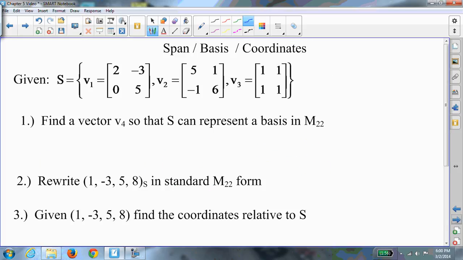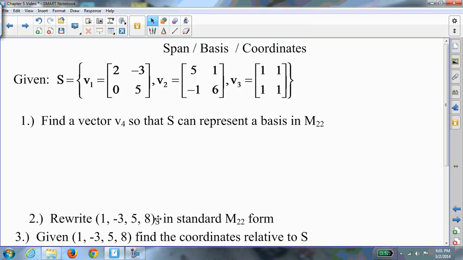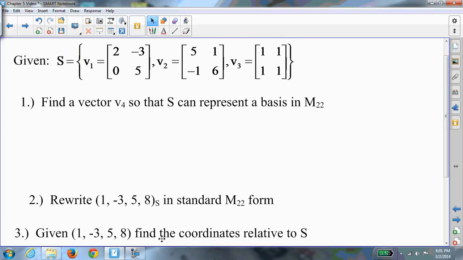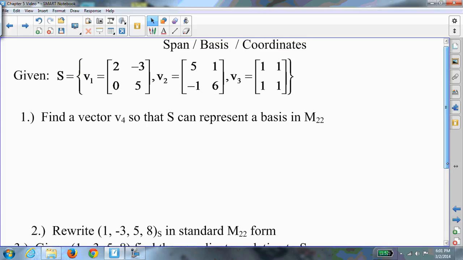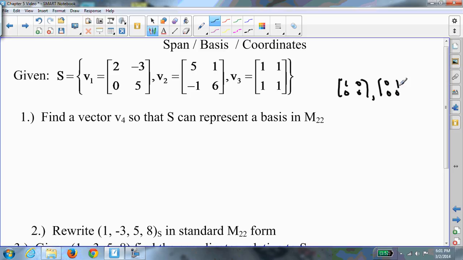Now, let's do something similar with matrices. I'm going to approach this one a little bit differently. So first, I've got three matrices that are set S. I want to find V4 so that I can represent a basis in any 2 by 2 matrix. So a standard basis for M22 would basically be something like 1, 0, 0, 0, 0, 1, 0, 0, 0, 0, 1, 0, and 0, 0, 0, 1. So the dimension would be 4. So if I only have 3 2 by 2 matrices here, I need a fourth matrix.